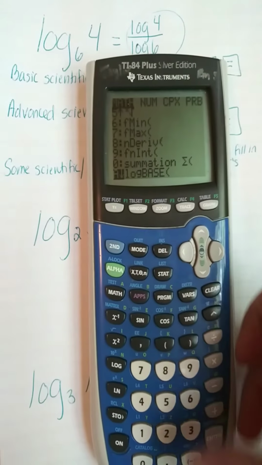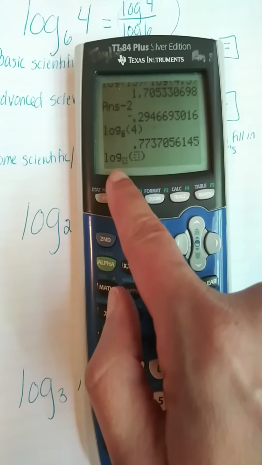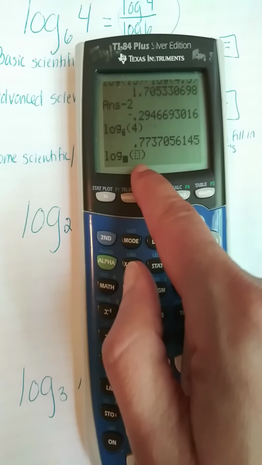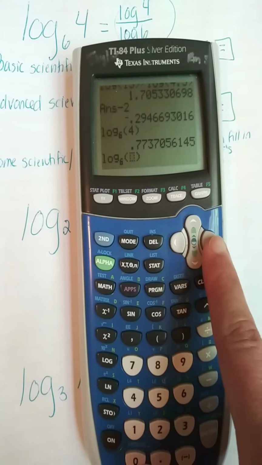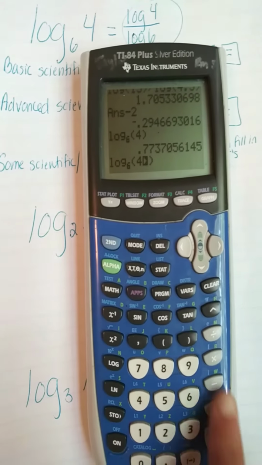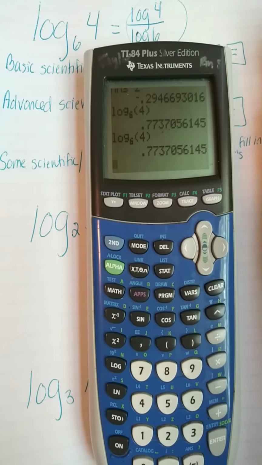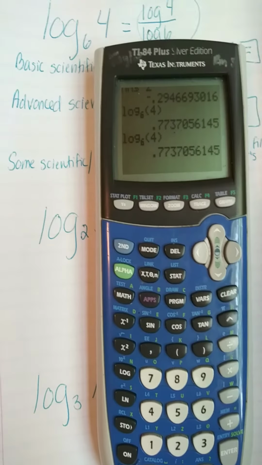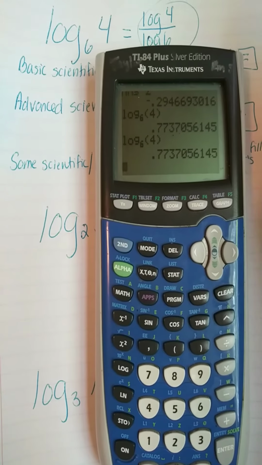All right, when you choose that, then it's pretty self-evident. You'll see the blanks in there and you can just fill them in. So log base 6, use the right arrow key to click over, of 4, and then we hit enter, and we get that same number, 0.7737. So those are the three main ways. That's going to cover what most of you have for calculators.